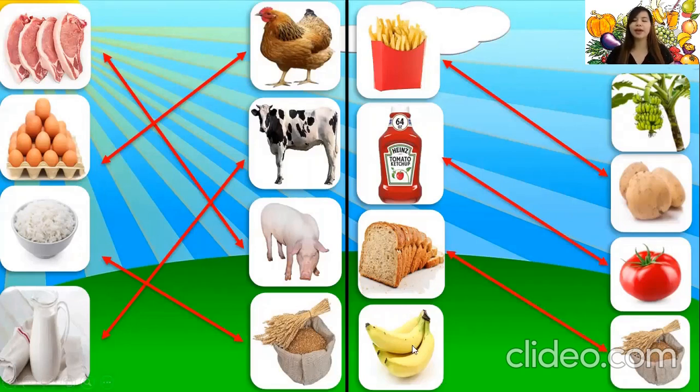And the last one, we have here the banana. Where does the banana come from? It comes from the banana tree. Again, pork comes from pig. Eggs come from hen. Rice comes from wheat. Milk comes from cow. Fries come from potato. Tomato sauce comes from tomato. Bread comes from wheat. And banana comes from banana tree.